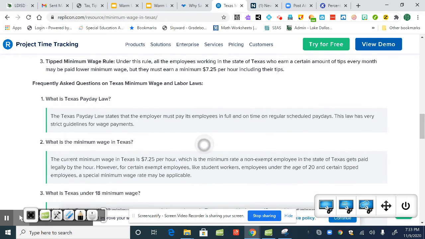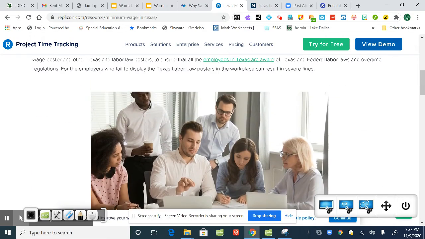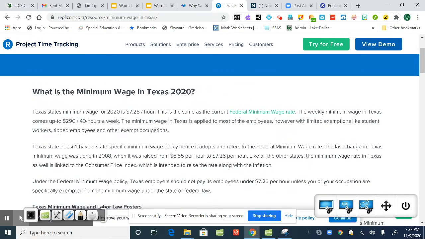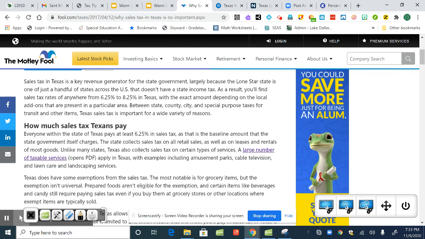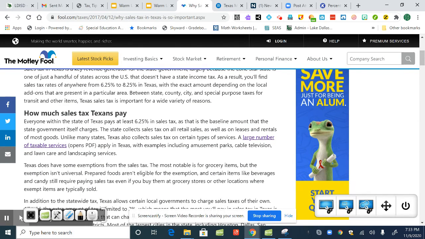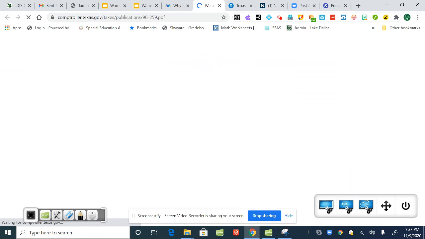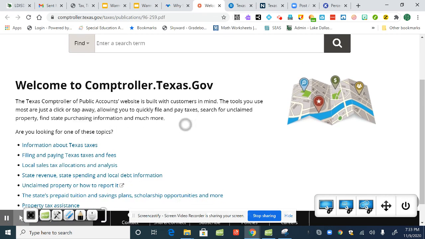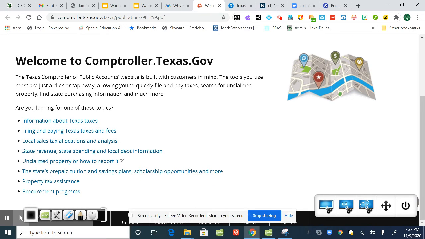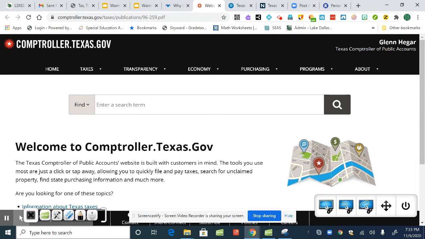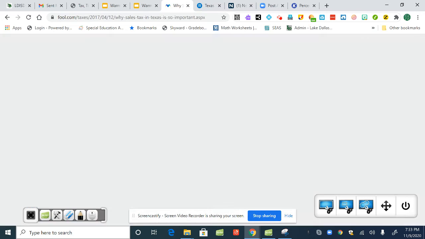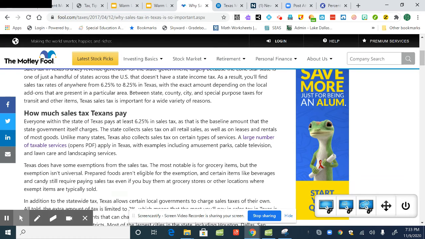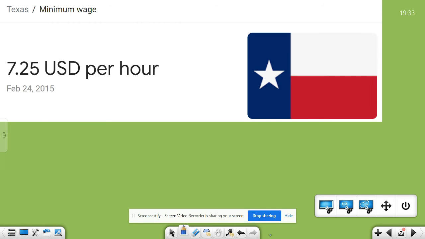Now, is everything taxed? No, not everything is taxed. Some food and some necessities are not taxed. So you've got some items that are not taxed, and this didn't open up in the PDF like it said it was going to. So anyway, some things are not taxed.